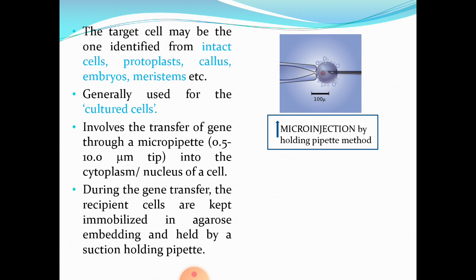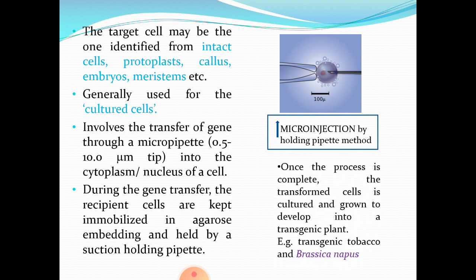Okay. So during the gene transfer, the recipient cells are kept immobilized. You can see here the cell is kept in an immobilized condition in agarose embedding. What you are seeing is basically the agarose embedding, and the cell is made to immobilize, and it is held on the left hand side by a suction holding pipette. Okay.